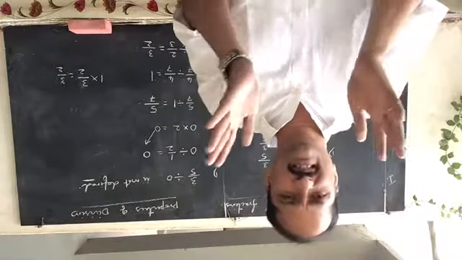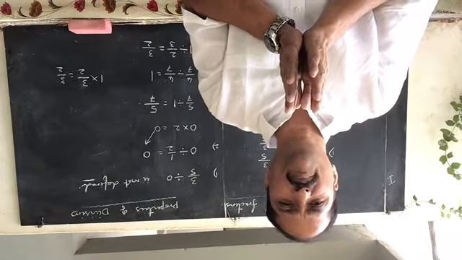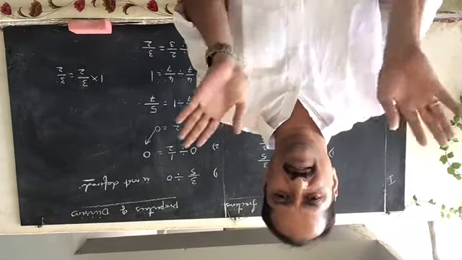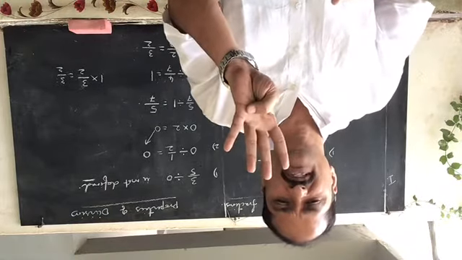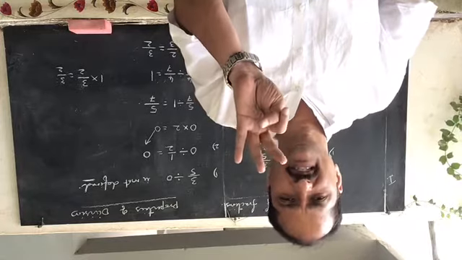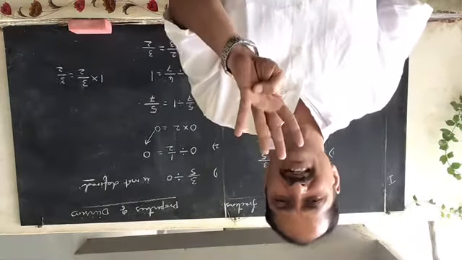Now this is the completion of fractions. So we have learned all the 4 fundamental operations in fractions. These are addition of fractions, subtraction of fractions, multiplication of fractions, and division of fractions. So the properties also we have learned.